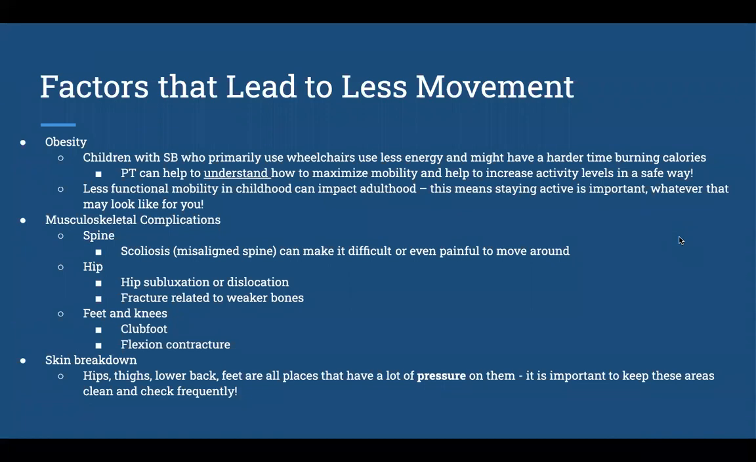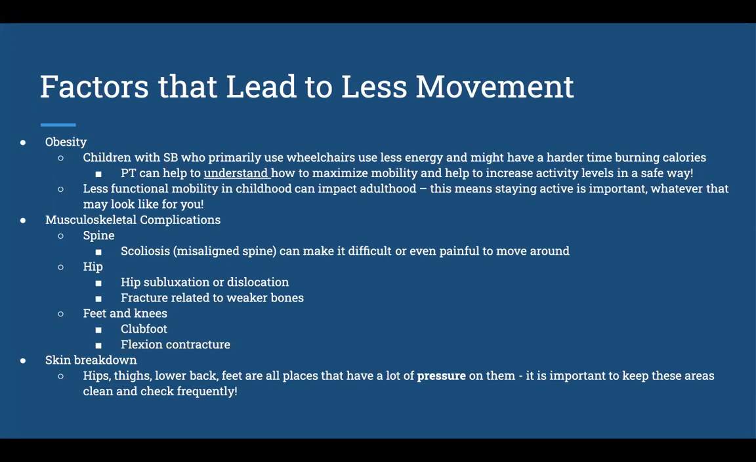So when we're taking into consideration all of your ability to move based on your lesion, based on different areas of your health, we also, as a physical therapist, want to consider things that might factor into your ambulation decline or your ability, or what might make you move a little less. So that might include things like obesity, musculoskeletal complications, which just means difficulties with your muscles and with your bones, and your skin breakdown, which we touched on a little bit.